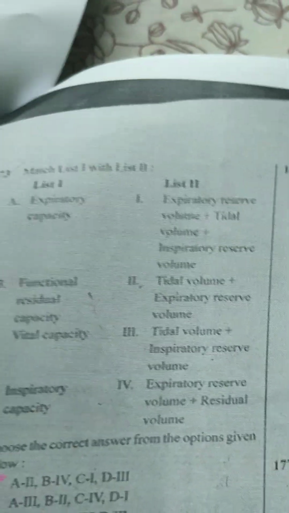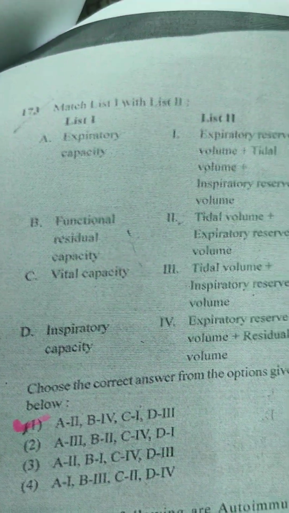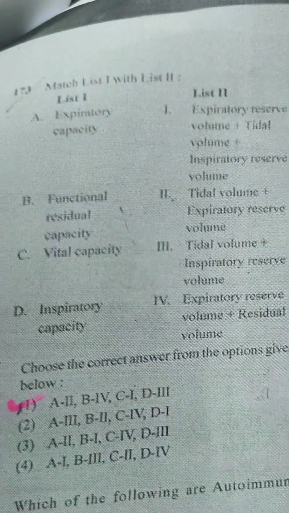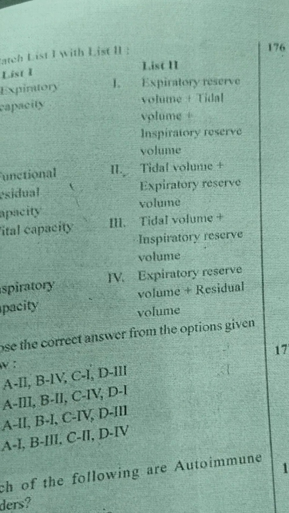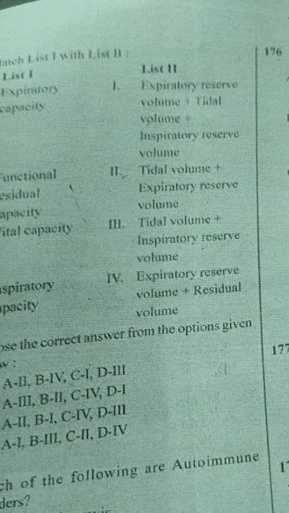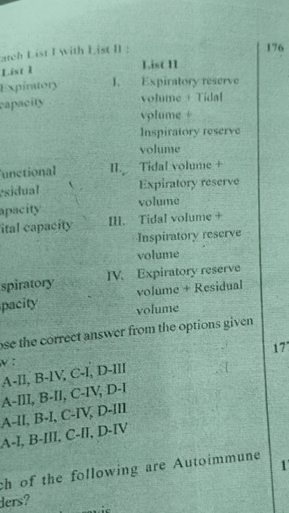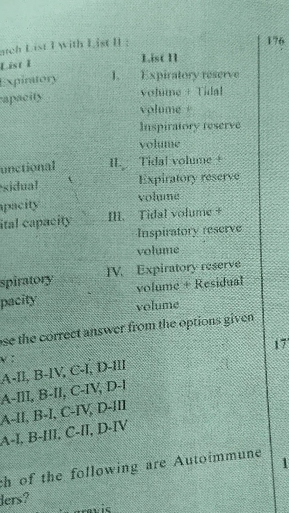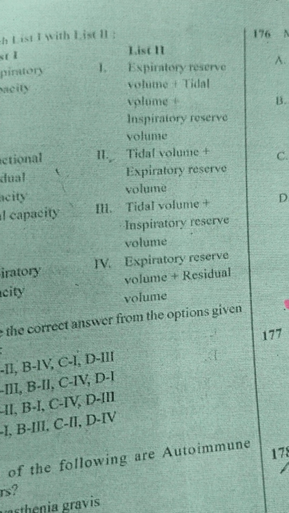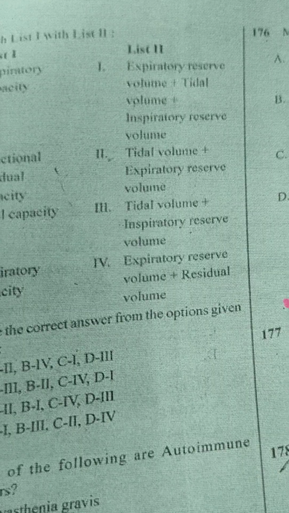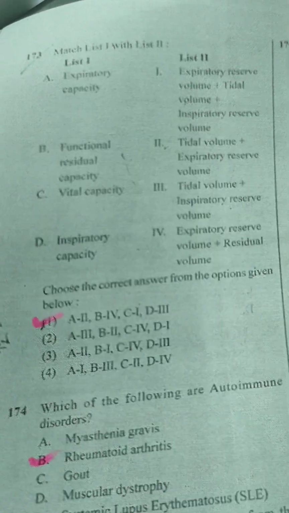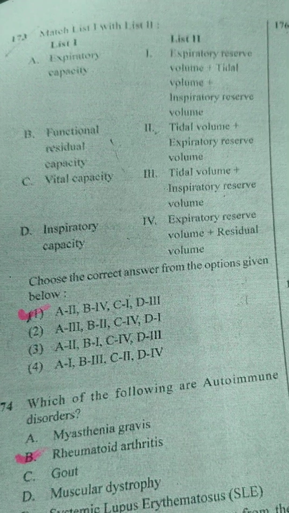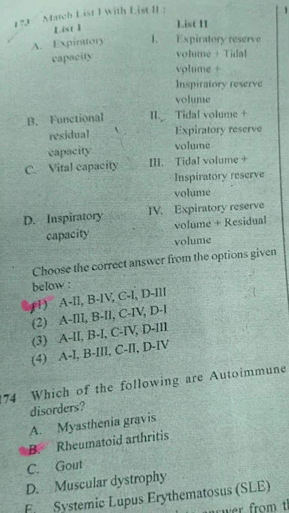Question number 173. List 1: A. Expiratory capacity, B. Functional residual capacity, C. Vital capacity, D. Inspiratory capacity. List 2: 1. Expiratory reserve volume plus tidal volume plus inspiratory reserve volume. 2. Tidal volume plus expiratory reserve volume. 3. Tidal volume plus inspiratory reserve volume. 4. Expiratory reserve volume plus residual volume. Correct answer is 1: A2, B4, C1, D3.